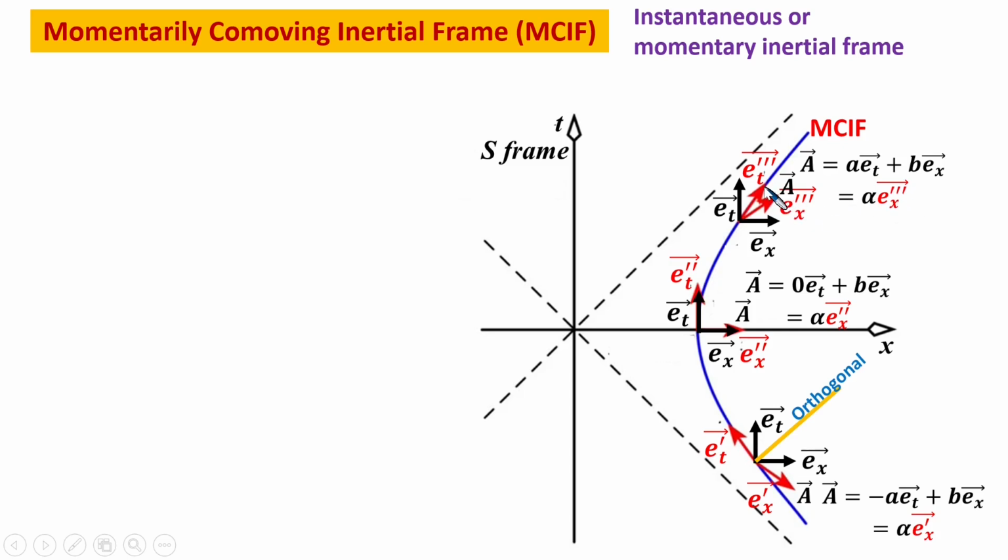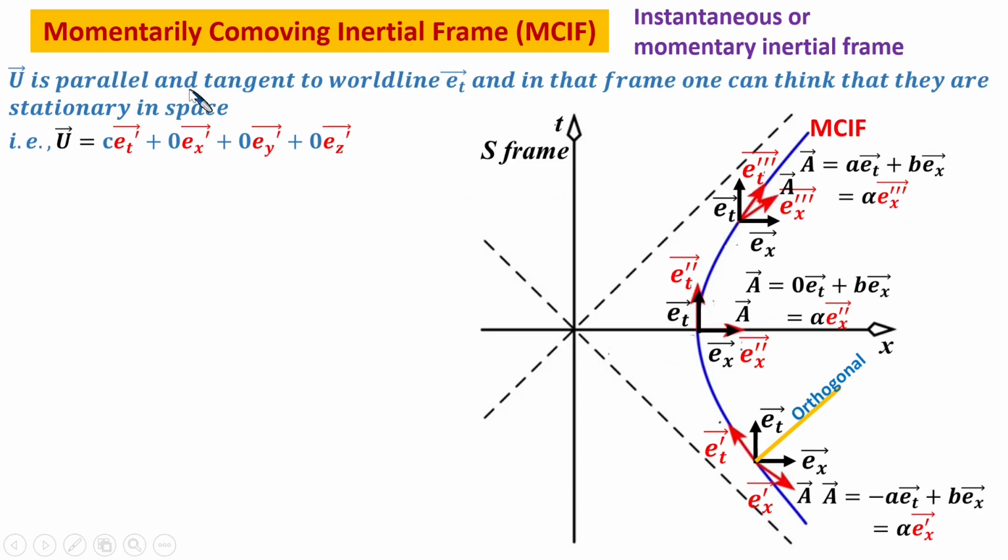This is your S triple prime frame, this is your S double prime frame, and this is your S prime frame. At each point, momentarily, it has an inertial frame. That means at each point you can consider the velocity to be constant. And an interesting thing: you see that for the stationary frame these components are varying, whereas in the moving frame this component is not changing. This is alpha, which we will see.